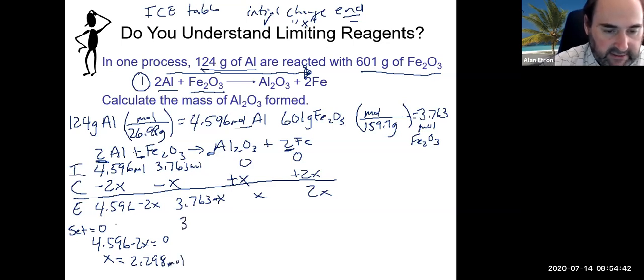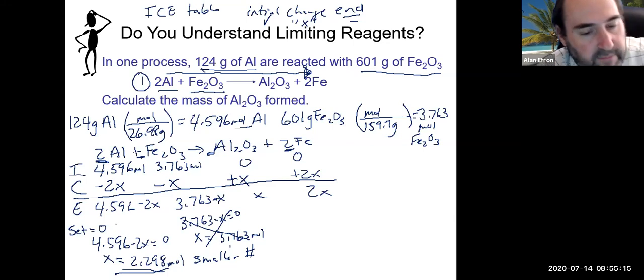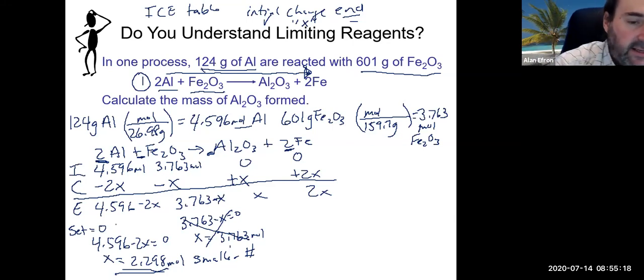We will set this one equal to 0: 3.763 minus x equals 0. That's pretty easy to figure out. x is equal to 3.763 moles. At this point, to determine which one is your limiting reagent, you want to find the one that is the smaller number. This number here is larger than this number, which means it is not the right one. This would be the correct one here, as it's the smaller. So that x value would be the correct x value to use here.